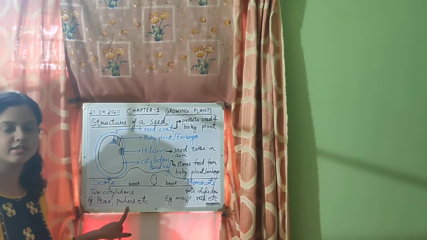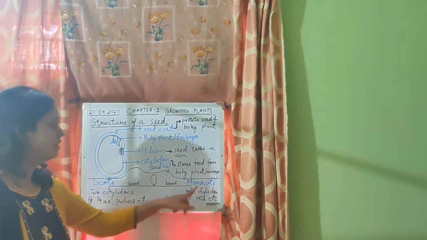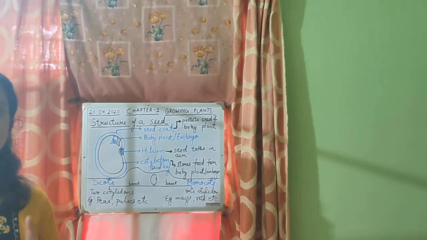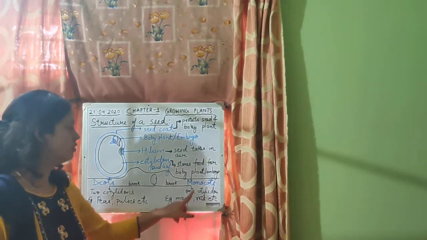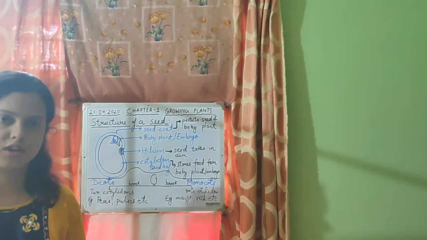Example, peas, pulses, all types of beans, etc. Plants which have seeds which break into one cotyledon or has one cotyledon are known as monocots. Example, maize, rice, wheat, etc.